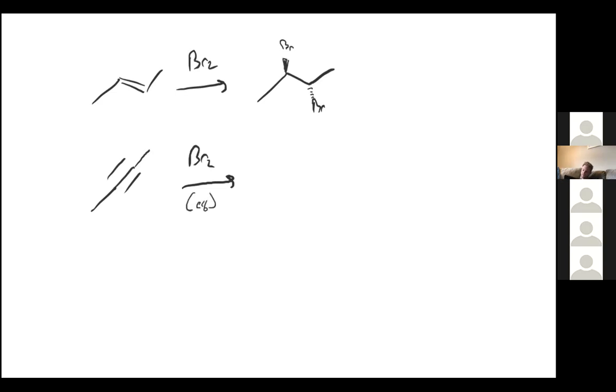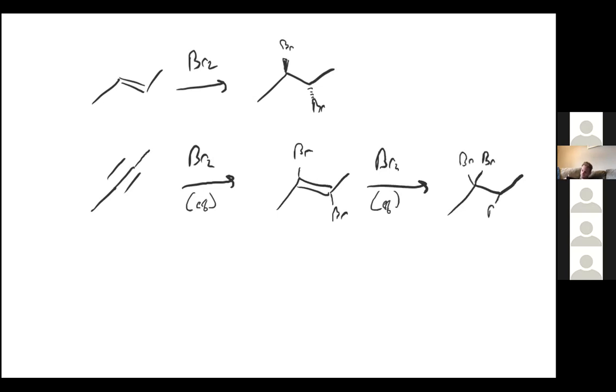We're also going to get anti-addition in our next step here when we're adding in a second equivalent of Br2. This is when we're going to lose our stereochemistry because we're going to tetrabrominate. We're going to have two bromines in the same center, which means it's no longer chiral, to give us this product. So, same concepts as before. We are just doing more brominations.